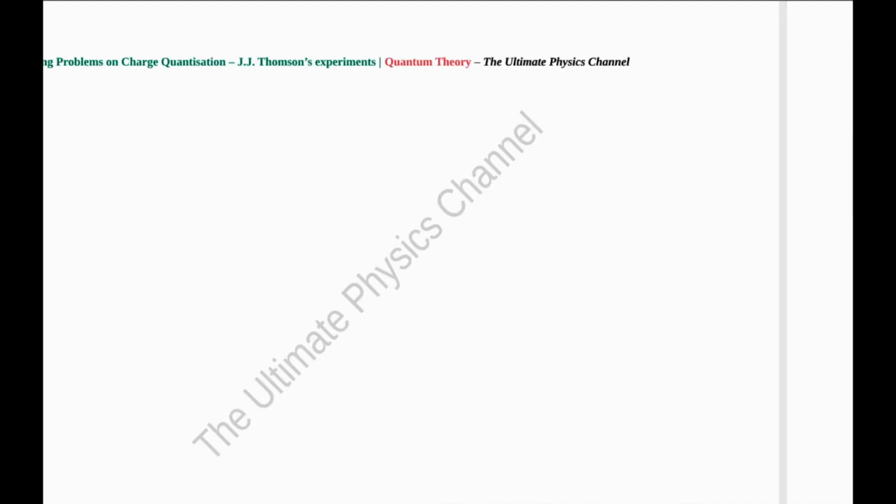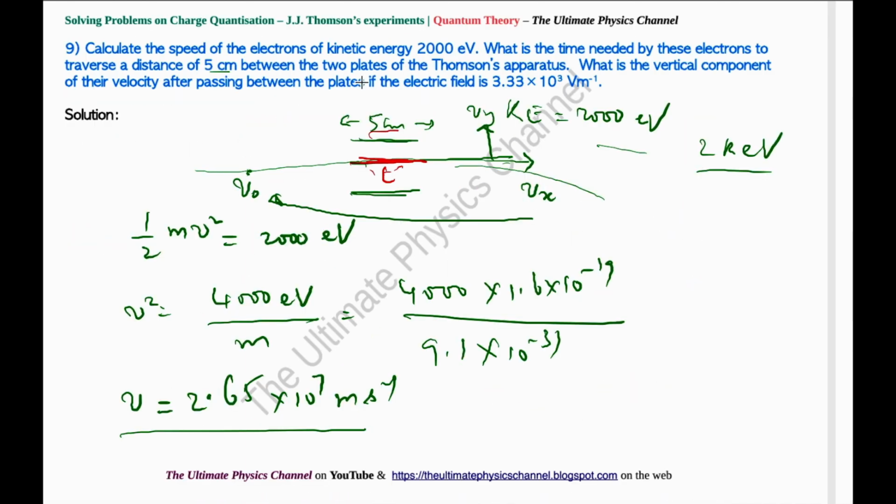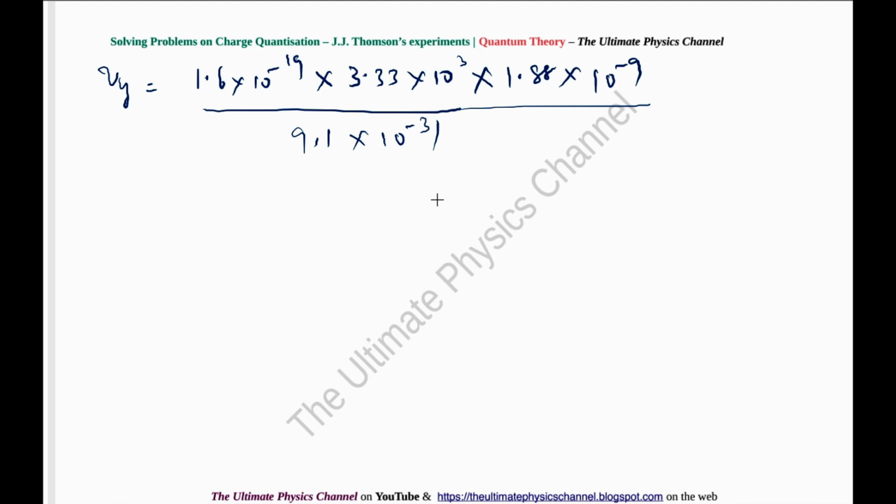And therefore we can substitute these values. Vy is equal to the electric charge 1.6 times 10 power minus 19, times the electric field, which is given as 3.33 times 10 power 3 volts per meter, times the time, which we have calculated as 1.88 nanoseconds, so it is 10 power minus 9, over the mass of the electron, that is 9.1 times 10 power minus 31.